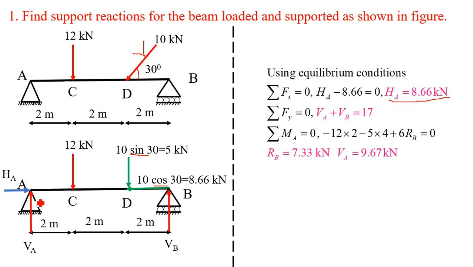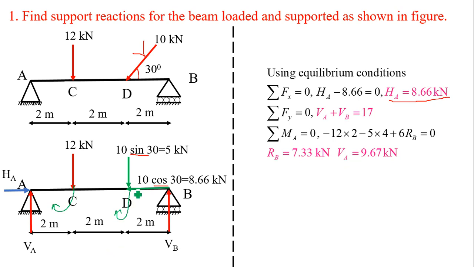Now considering the anti-clockwise movement as positive, the first force is 12, the vertical force. Perpendicular distance is 2 meter, so 12 into 2, and the nature of the movement is going towards point A in clockwise direction, so minus 12 into 2. Next is 5 kilonewton, again perpendicular distance from A is 2 plus 2, 4 meter, going towards point A in clockwise direction, so minus 5 into 4.